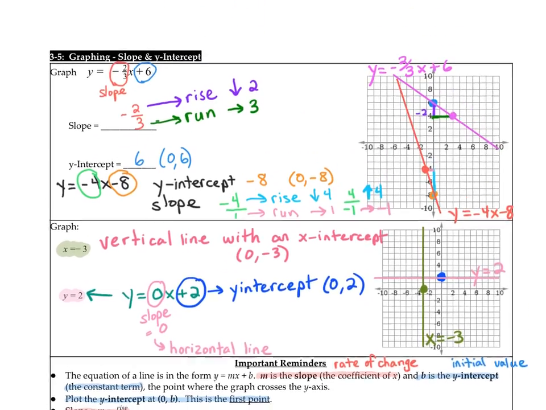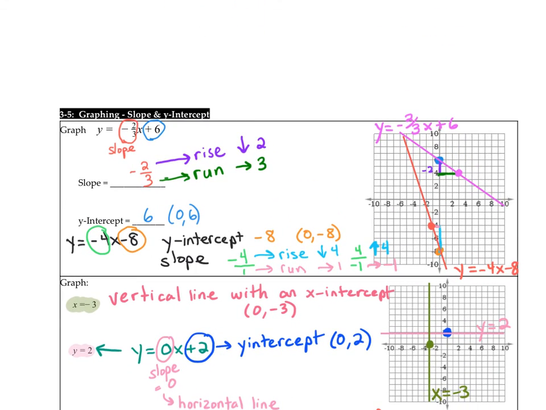If you have an x and a y, the constant term is the y-intercept, and you plot that first. The coefficient of the x is the slope, and the slope is rise over run. If the rise is positive, your next point goes up. If it's negative, it goes down. And if the run is positive, it goes right, and if it's negative, it goes left.